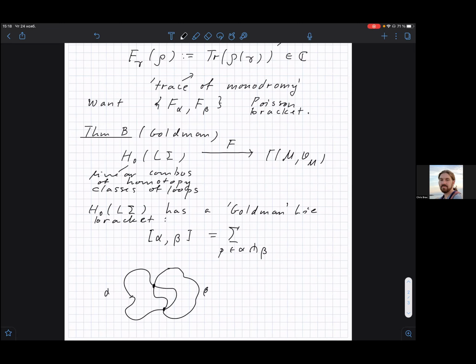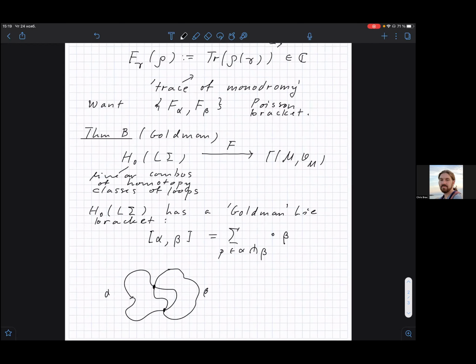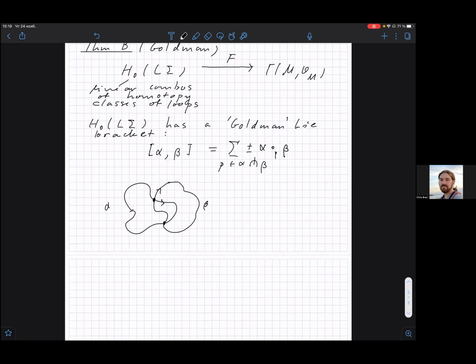And for each of those intersection points, I could consider it as if it were a base point of the loop. And then I could follow the loop in the positive direction, starting from that base point. So given that, I could concatenate them at P. So start at P, go around beta, and then start at P again and go around alpha. And there are some signs depending on the orientation. So the intersection is either positive or negative.